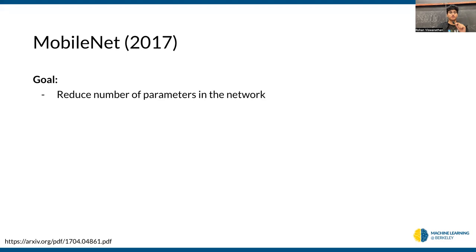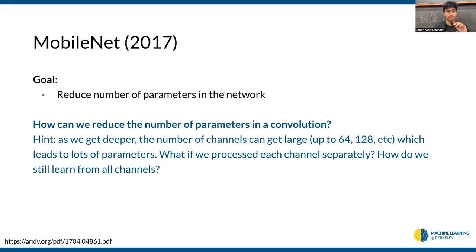But MobileNets are very cool in that you're using depth-wise convolutions and point-wise convolutions to reduce the number of computations that you're doing. So as we get deeper, the number of channels can get large, which leads to a lot of parameters. What if we process each channel separately and then intelligently combine those at the end? How can we still retain data from each channel while reducing the number of computations that we need to do? The answer is depth-wise separable convolutions.